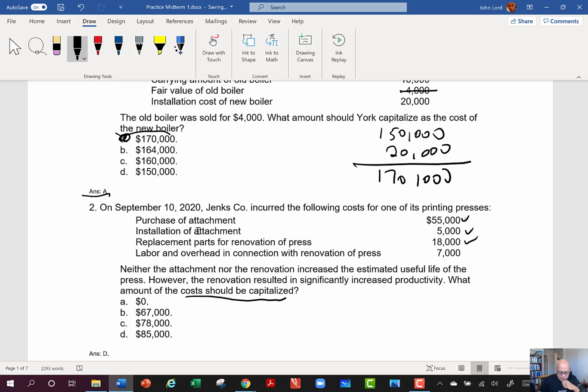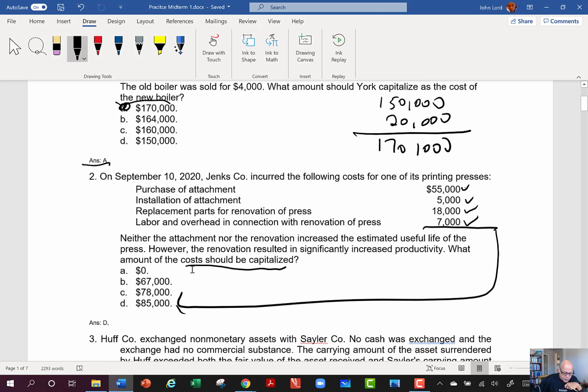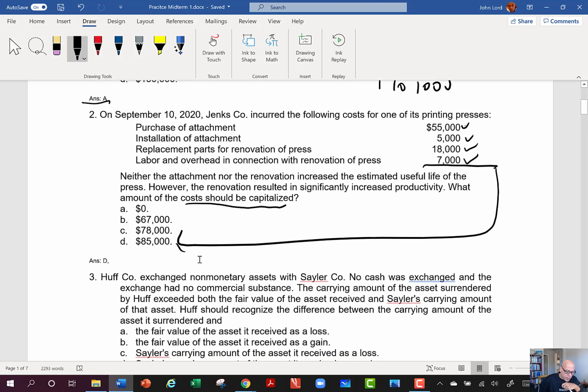We need that to get this new asset going, and labor and overhead in connection with the renovation. Well, I like a problem like that. Unlike this one up here, where we had to ignore a bunch of information, this one we don't ignore any of it. We use every bit of it, and we would capitalize $85,000 and credit accounts payable, cash, whatever we're having to credit for the cost of incurring these different pieces of this renovation. Okay? Okay, good. That's pretty straightforward.